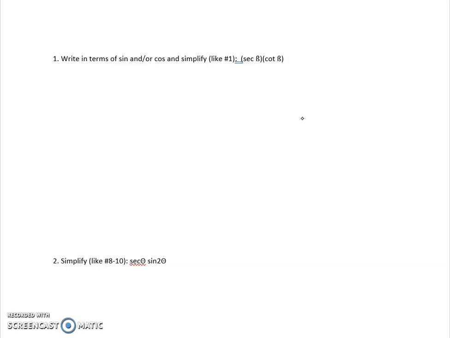Okay, so the first problem is like number one on the review. It says write in terms of sine and cosine and simplify. So we've got secant beta, cotangent beta. So let's go ahead and write that. Okay, so secant beta, cotangent beta. And we're going to write these in terms of sine and cosine. That's the hint that's given to us, but that's really what makes sense here. So secant is 1 over cosine. And cotangent is cosine over sine.